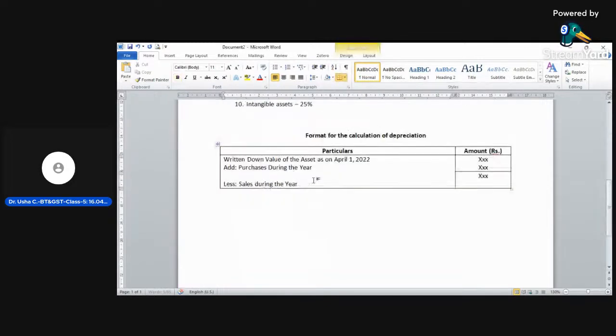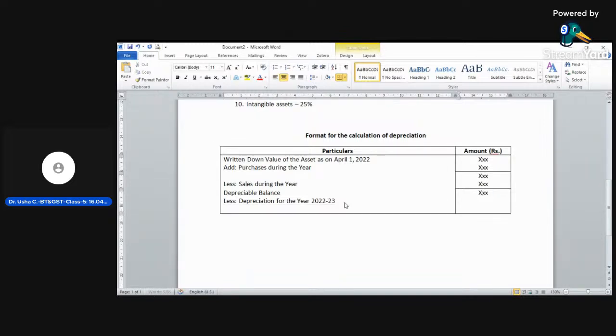Sales during the year must be deducted. If you deduct sales during the year, the balance we get is called the depreciable balance. On the depreciable balance, we need to charge depreciation. Less depreciation for the year 2022-23.